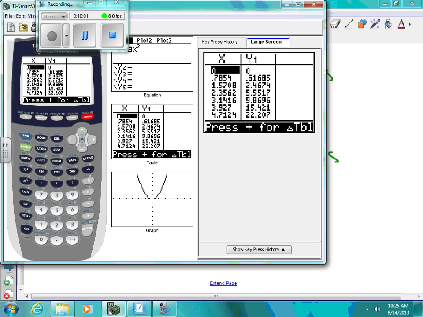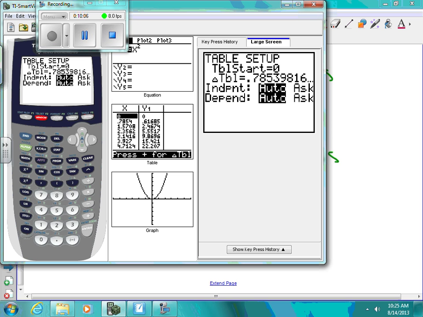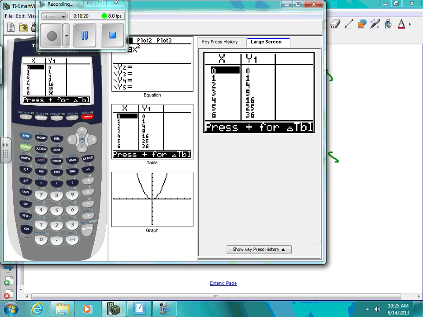I don't like the way this table is set up, so if I hit second window, you'll see in your calculator it says table setup. We want our table to start at 0, but I want my change in table, that's what that triangle means, the intervals, to be 1. Now when I go back to my table, I can see some nicer values. It also produces negative values as well. If we notice something, that's why the line of symmetry goes through the origin for this one. The outputs are 1, 4, 9, the same as we go in the positive or negative direction. They're the same. Hence, that's where the line of symmetry comes from.